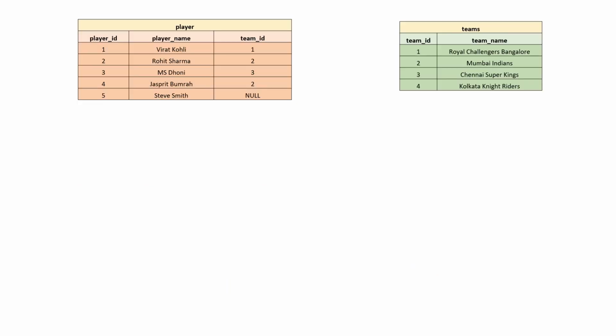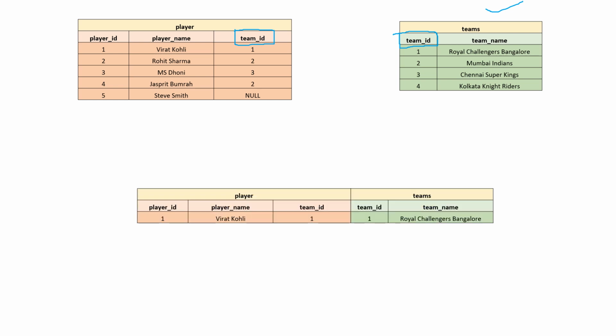Let's see how we join these two tables in the last example and got the expected result, which is the player name from the player table and the respective team name from the teams table. We join these two tables based on the common column, which is the team ID in both tables. So when the join is performed, the value 1 from the team ID in the player table will join the value 1 from the teams table.